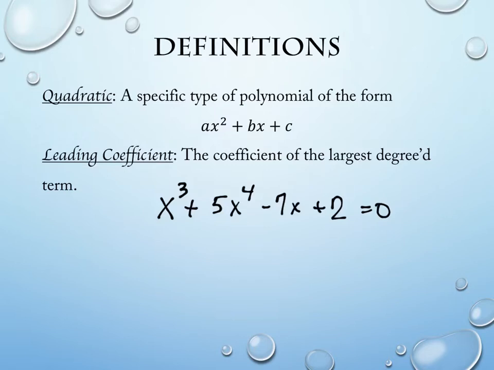Leading doesn't mean that it comes in front. It actually means it only comes in front if the exponents go in descending order. So my highest degree term here is actually this one, right? It's the biggest exponent. So the leading coefficient of this polynomial is actually the value 5. Leading doesn't mean it's at the beginning. It means it's dominating, really.